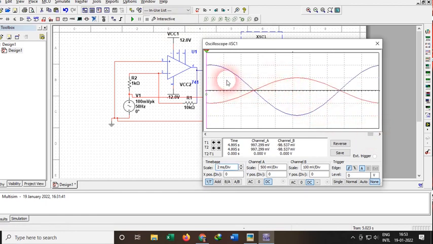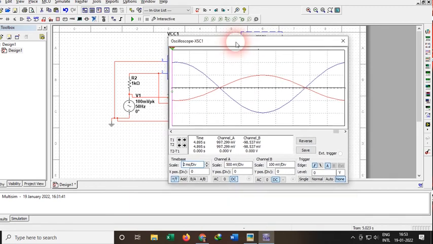Okay, so in this waveform we find that the output waveform, the blue color, is inverted as compared to the input signal. The red one is the input and the blue one is the output, as I have changed the color of the output signal. Here we could also directly check the voltage peak to peak of the input and the output.